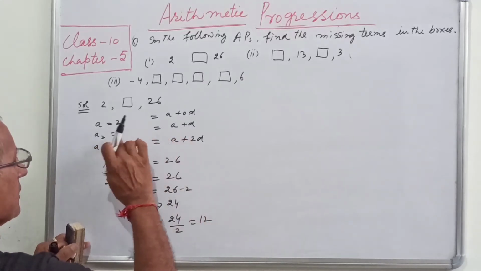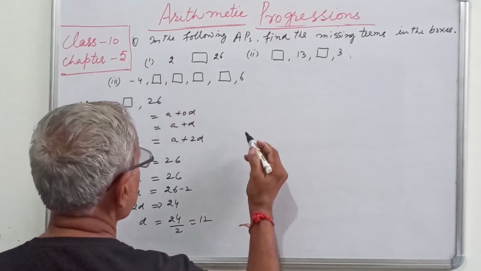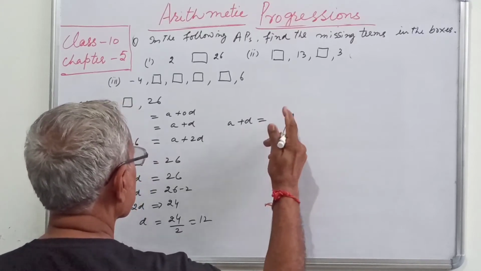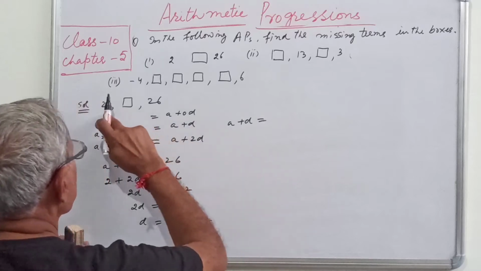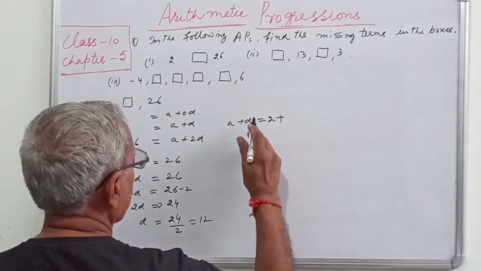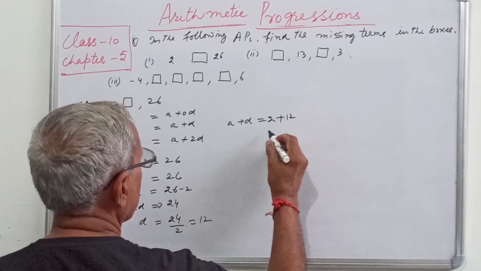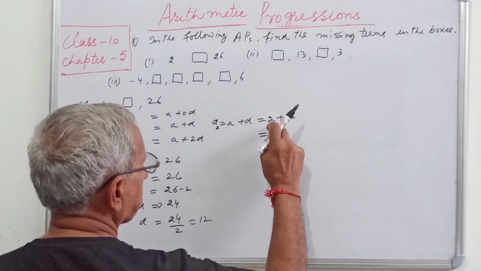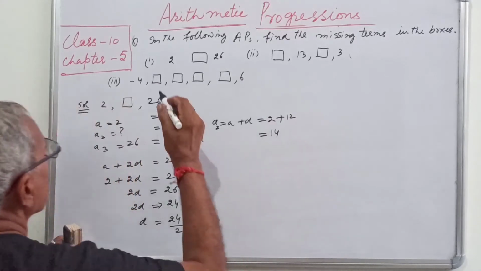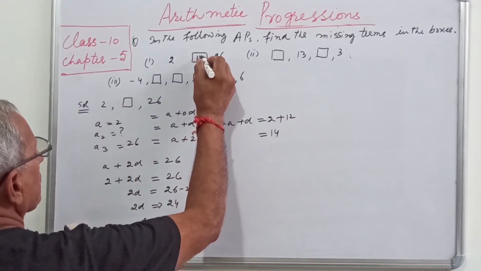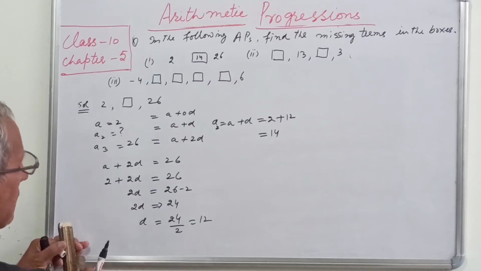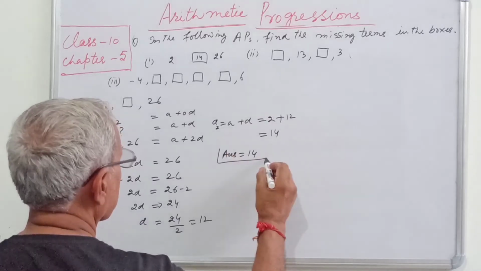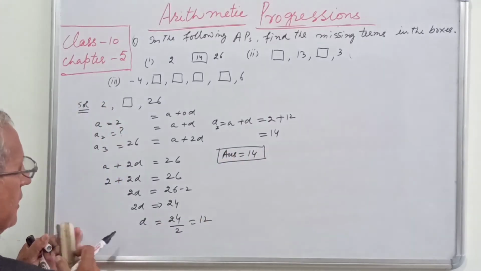So we have to find A plus D, that is the second term. So A plus D will be, A is 2 and D is 12, so the second term will be 14. So here comes 14. The answer is 14. The second term, the missing term, is 14.